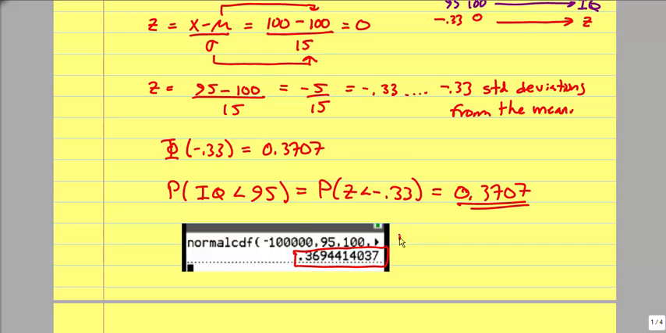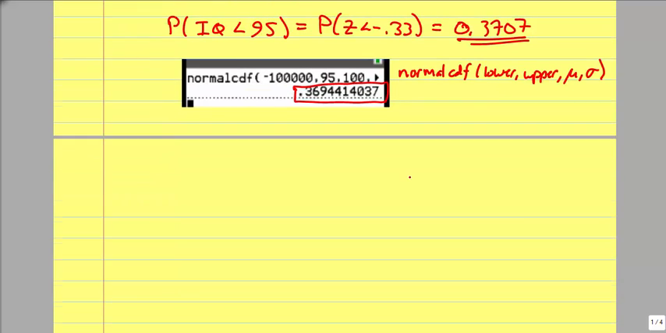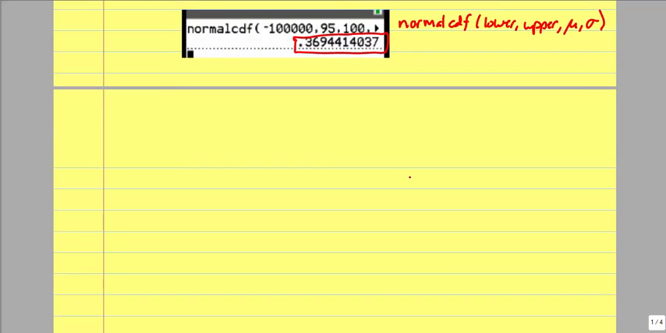Now, just to write this out for normal CDF, remember the order is lower, upper, mean, and standard deviation. Okay, let's go ahead and look at another example. And again, with these problems, you have to standardize the scores if you're going to use your normal tables. If you use your calculators, you don't have to standardize your scores. But it's a good idea to know how to standardize, because we'll have to standardize in our next section.